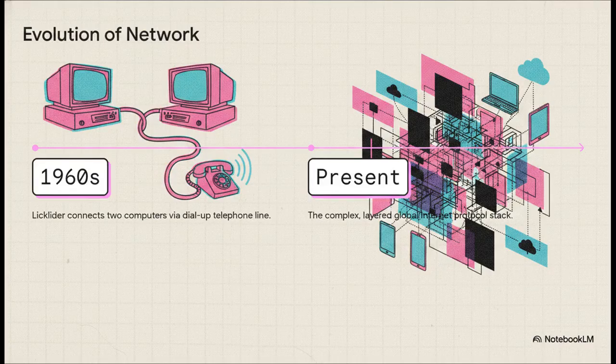To really get some perspective here, we actually have to travel all the way back to the early 1960s. There was this visionary guy named J.C. Licklider, and he and his team pulled off this truly groundbreaking experiment. They connected just two computers, and they did it over a totally standard dial-up telephone line. That's literally it, just a simple phone call between two machines. But that humble little experiment proved that remote communication was actually possible, and it laid the absolute rock-solid foundation for the vastly more complex, layered global internet protocol stack that we all rely on today.